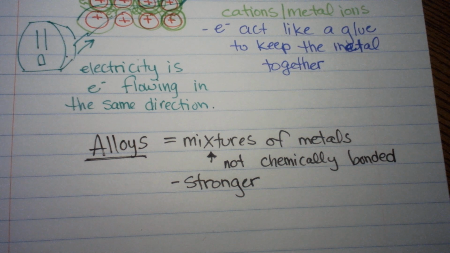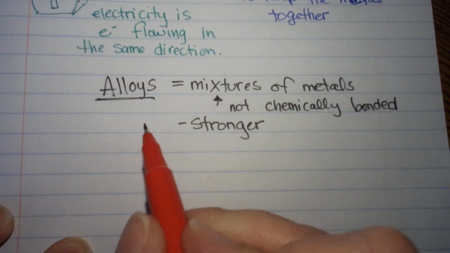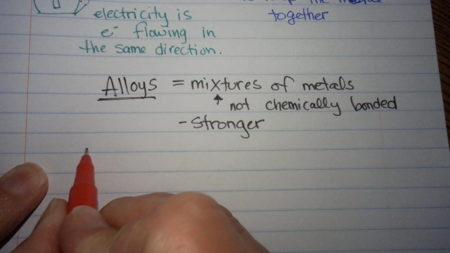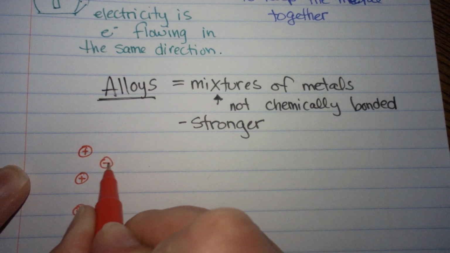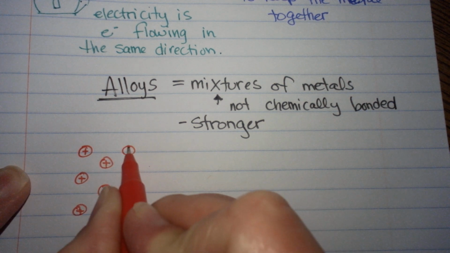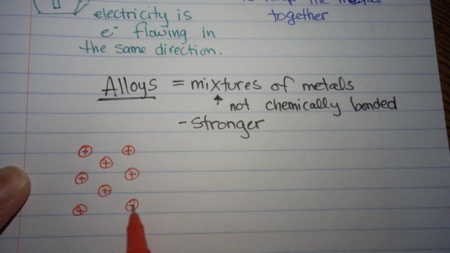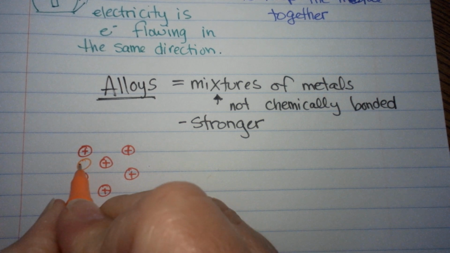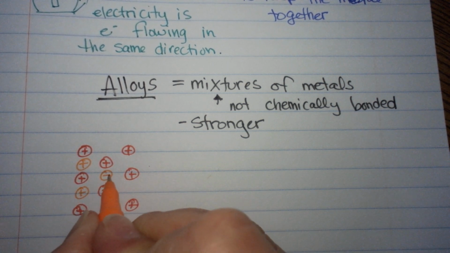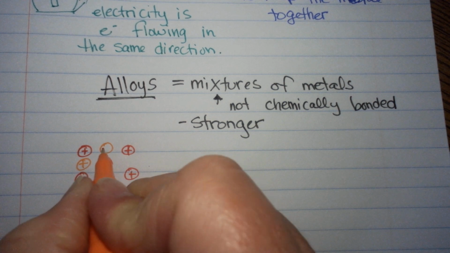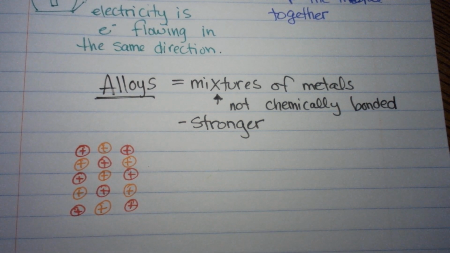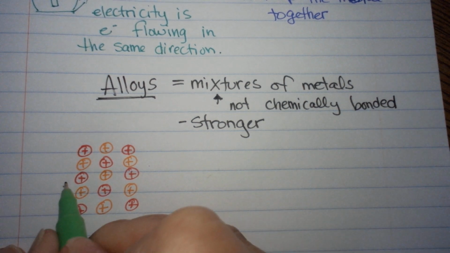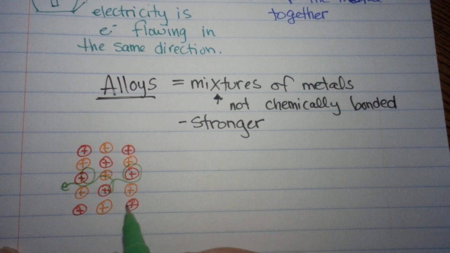because if I have, we'll just call them red and orange for right now, if I have red cations and orange cations, so they're different, they're still metals, then the electrons can still flow all around them.